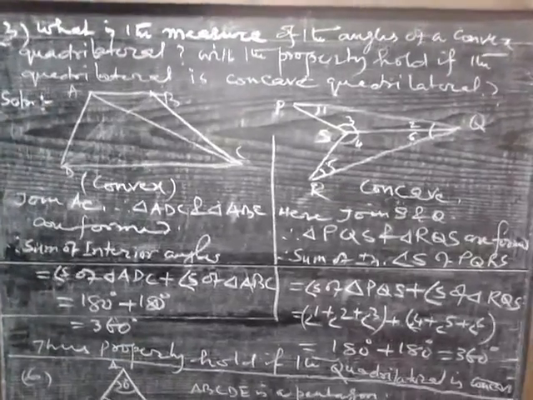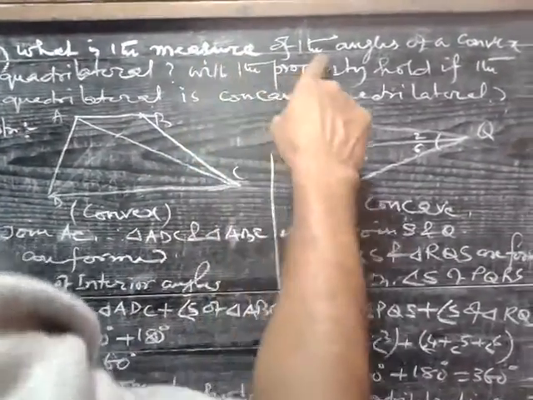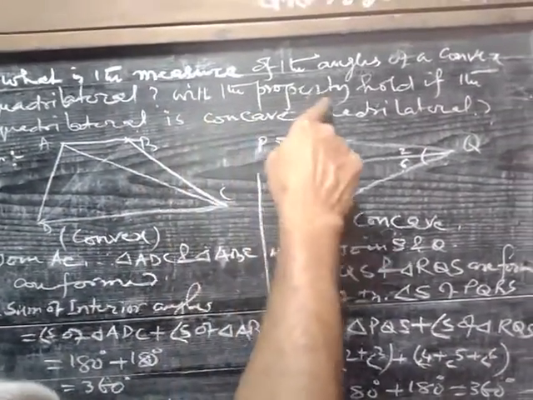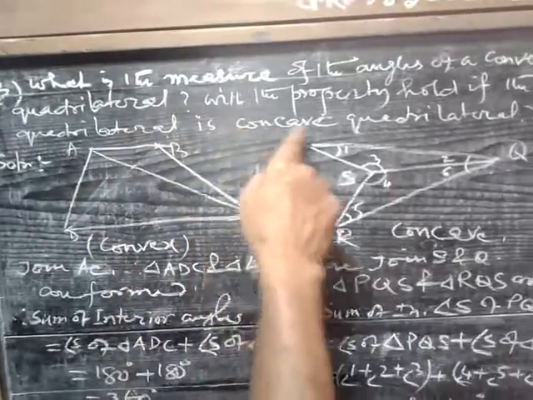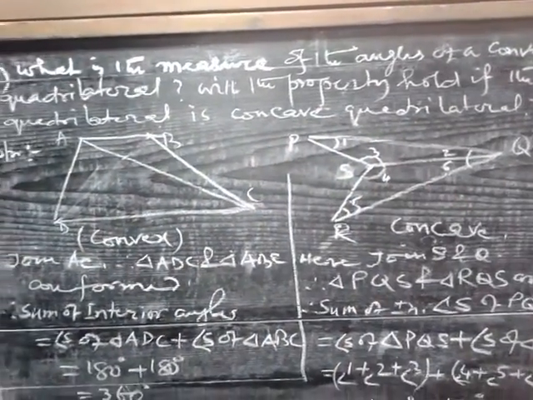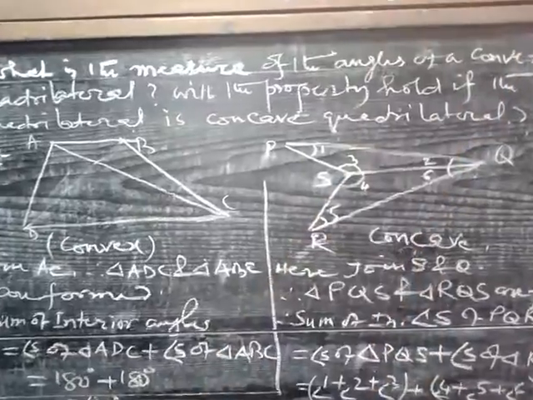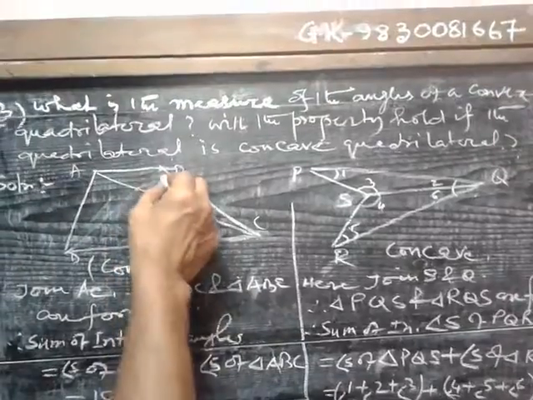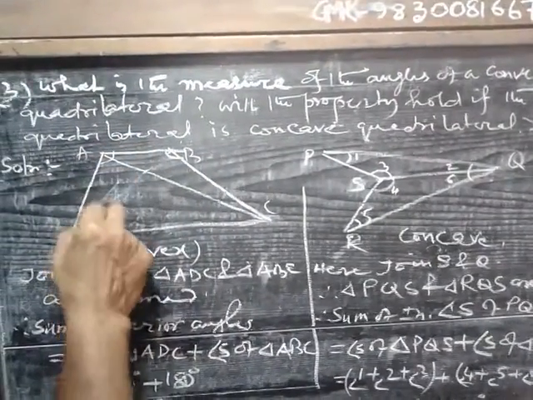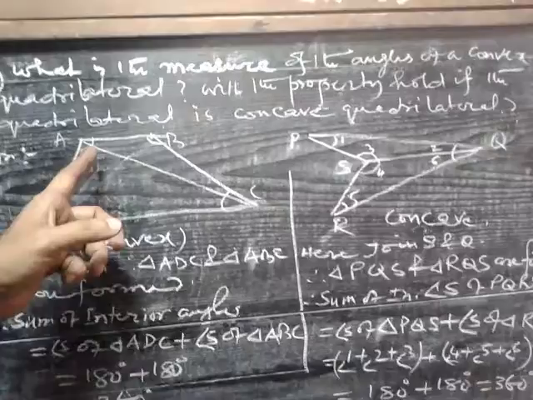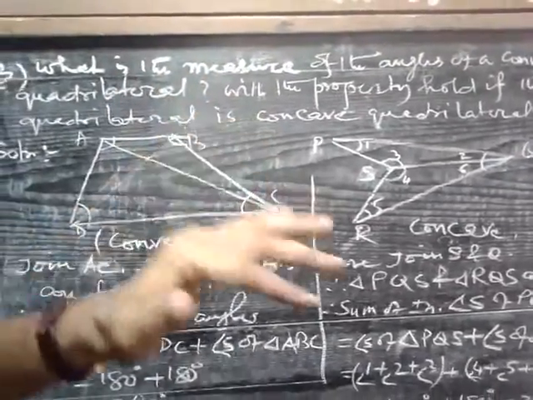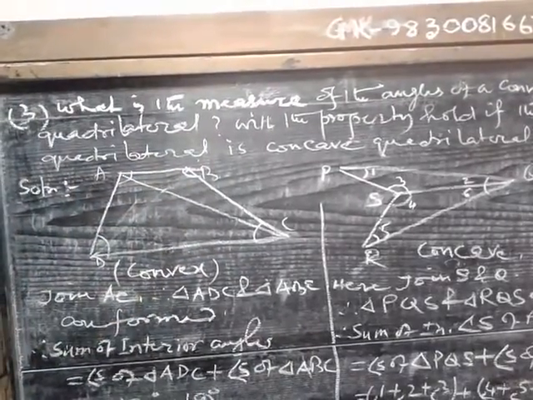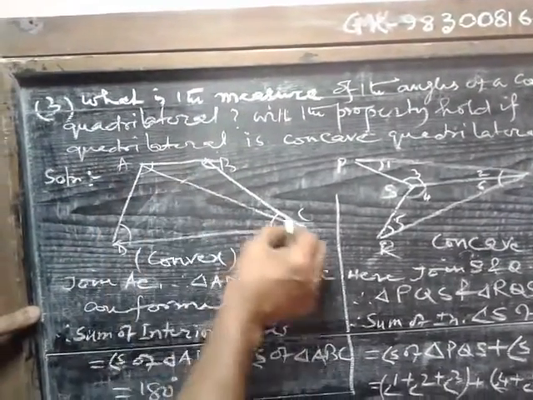Number 3. What is the measure of the angles of a convex quadrilateral? Will the property hold if the quadrilateral is concave? Convex quadrilateral, I believe you know, means each angle must be less than 180 degrees. If all the angles of a quadrilateral are less than 180, that quadrilateral is called a convex quadrilateral. See, I joined this AC.